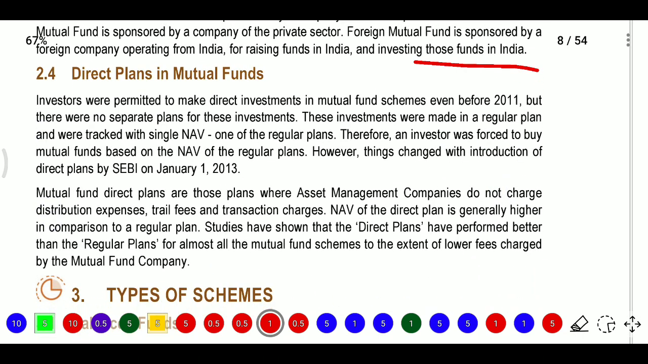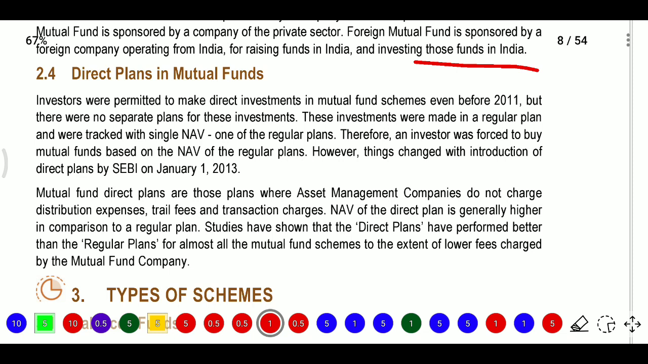Next, direct plans in mutual funds. What are the plans in mutual funds? Firstly, investors were permitted to make direct investment in mutual fund schemes even before 2011, but there were no separate plans for these investments. Direct plans means you can invest directly, and these investments were made in regular plans and were tagged with a single NAV. NAV means net asset value. We will see later how we calculate the NAV and how it works. In regular plans, an investor was forced to buy mutual funds based on the NAV of regular plans.